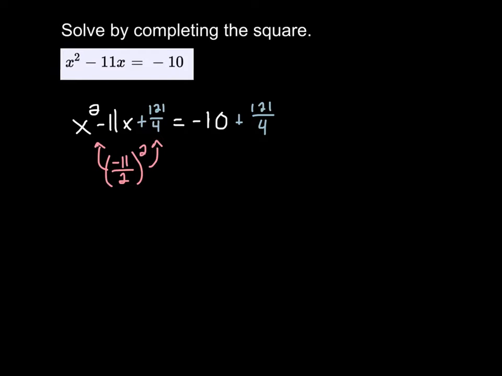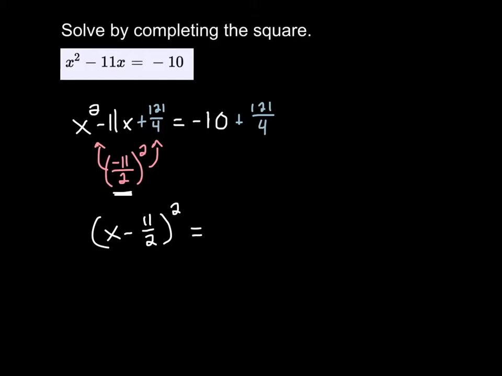Alright, and now I'm going to factor this left-hand side. This left-hand side will always factor into x plus or minus this value that I squared right here. So this is x minus 11 halves squared. That's the whole action of writing the perfect square trinomial that I did on the left-hand side.